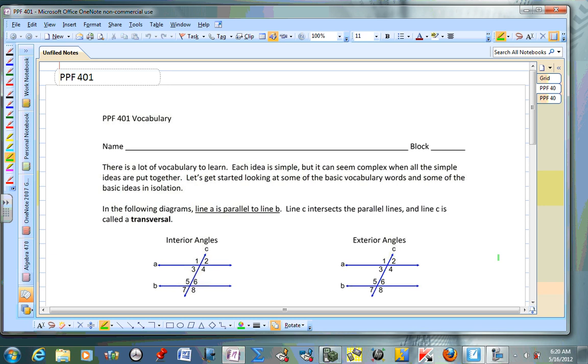Let's get started looking at some of the basic vocabulary words and some of the basic ideas in isolation. In the following diagrams, line A is parallel to line B, and line C intersects the parallel lines. Line C is called the transversal. Any line that crosses two parallel lines is called a transversal.